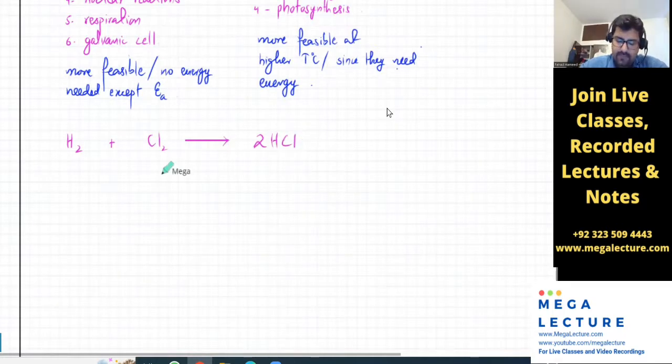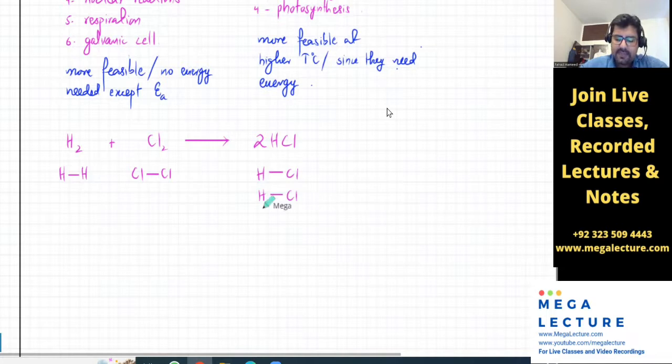Now, first thing is, hydrogen is bonded with the other hydrogen atom. So the 2 hydrogen atoms are bonded together, and the two Cls are also bonded with each other, and when they react, they'll produce an HCl molecule. And they're going to produce two HCl molecules. So that's one. And here's the other one.